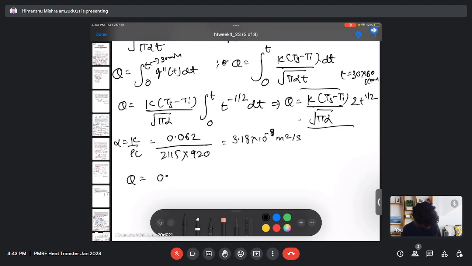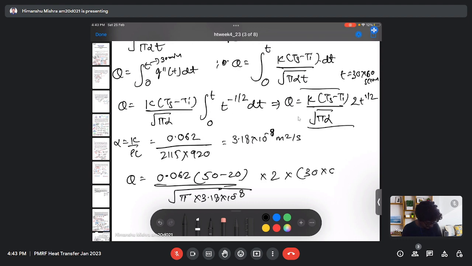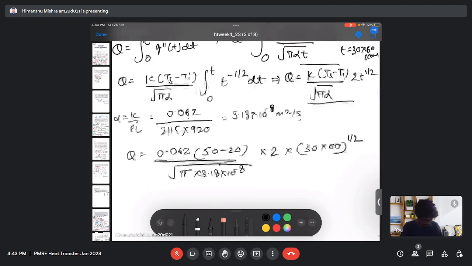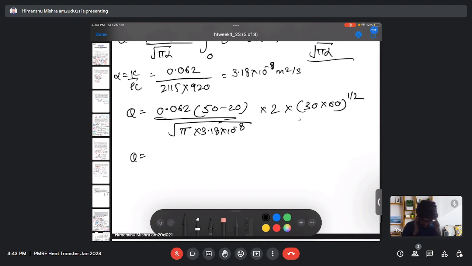So my k is 0.062. Temperature is T minus 20, over root of pi times 3.18 times 10 to the power minus 8, times 2 into my overall time to the power 1 by 2. So now on just calculating it, we will get the heat transfer 4.9 times 10 to the power 6 joule per meter square.